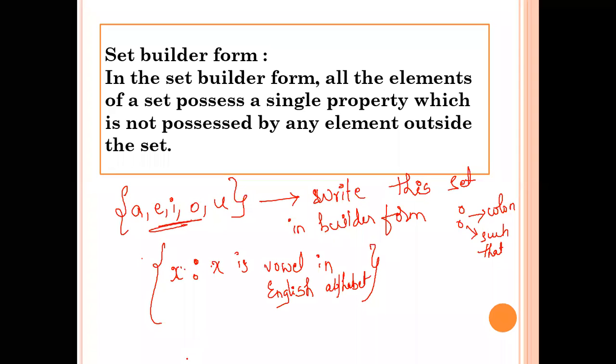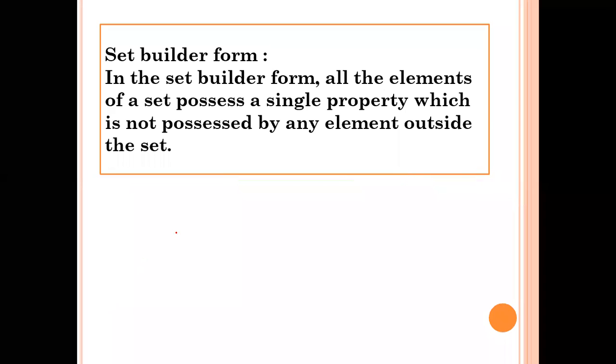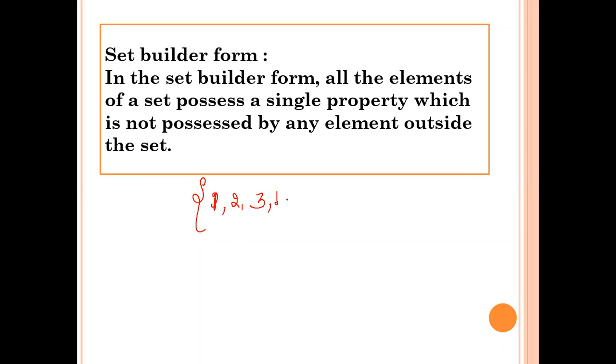To give one more example, you have to tell me the set builder form. If I have 1, 2, 3, 4 and so on, what is the set builder form of this particular set?